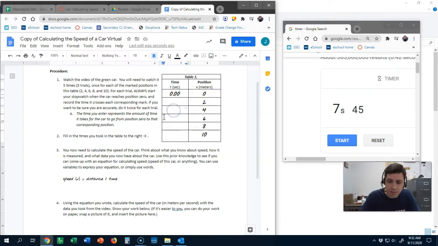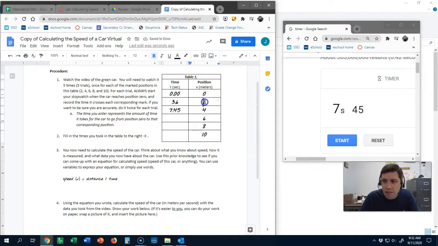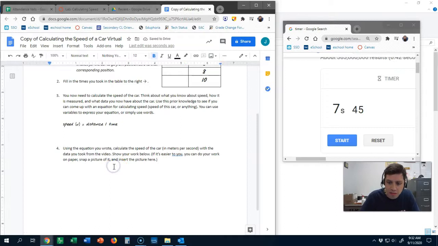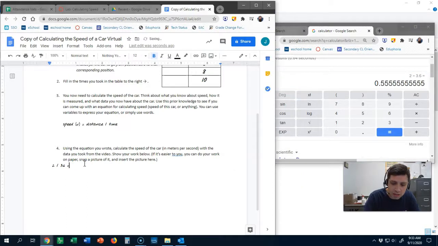So let's look at the times we got. I think this one was 7.45. This was 3.6, I think is what it was. So on the first one, distance divided by time would be 2 divided by 3.6. If we do this on our handy dandy calculator here, 2 divided by 3.6 gives us something like 0.56 if we round that.